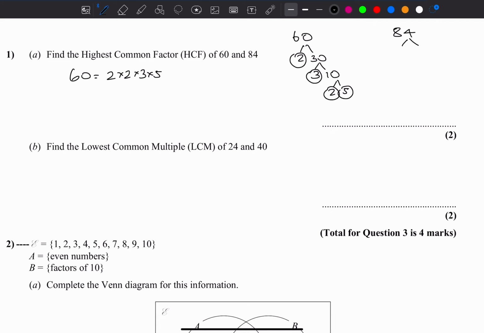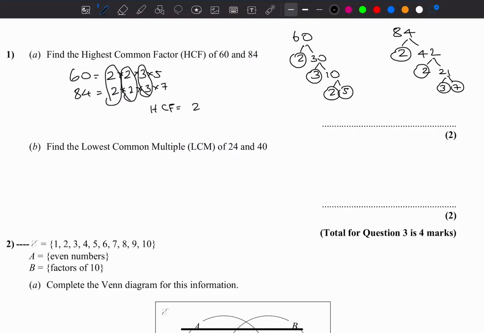And 84 is 2 times 42, prime number, 2 times 21. 21 is 3 and 7, so 2 2. So 84 is 2 times 2 times 3 times 7. Those are the same numbers. What do we have? So highest common factor is the same form, which is 2 2, that's 4 times 3. 4 times 3 is 12.